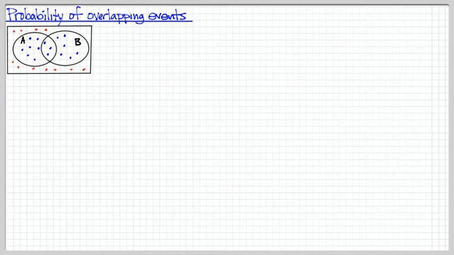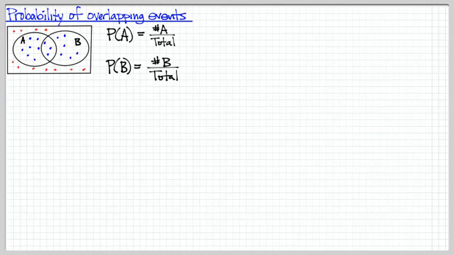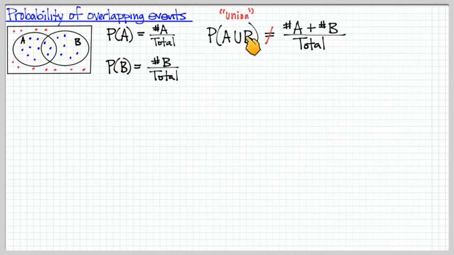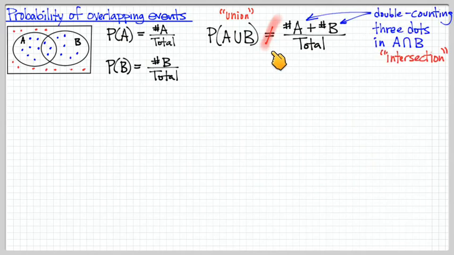Now, in the case of overlapping events, it's different. Here's the case where it's overlapping, and we see these 3 outcomes, these 3 dots that are common to both events. Again, this is just the standard definition of the probability of A and the probability of B. But in this case, the probability of the union of the two events is not, and that's the key thing, equal to just adding up the number of outcomes in A plus the number of outcomes in B divided by the total, because we're double counting 3 of these dots.